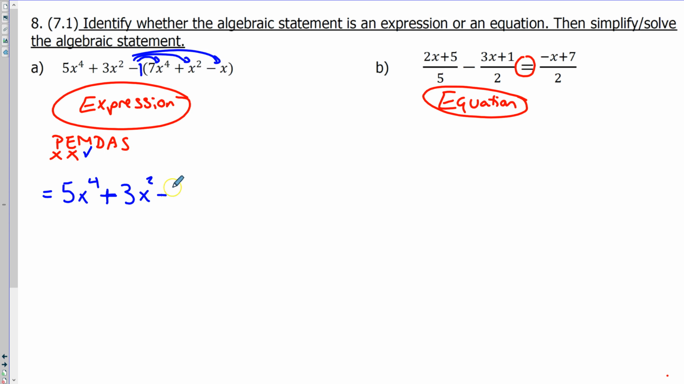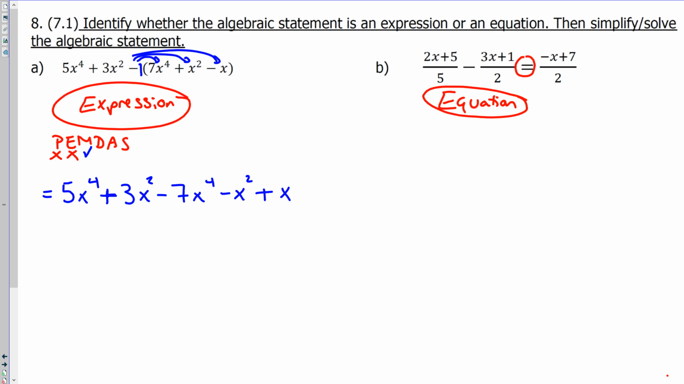So 7, when you multiply it by -1, turns into a -7x to the 4th. My positive x squared, when I multiply by -1, goes to -x squared. And negative x times the negative, that double negative is going to turn into addition for us. So I perform the multiplication. We technically have multiplication here between our 5 and the x to the 4th and the 3 and the x squared and so on. However, again, there's nothing that can be done there because x is a variable. There's no value put inside, so we can't do anything further with that.